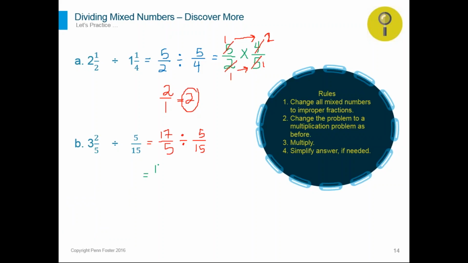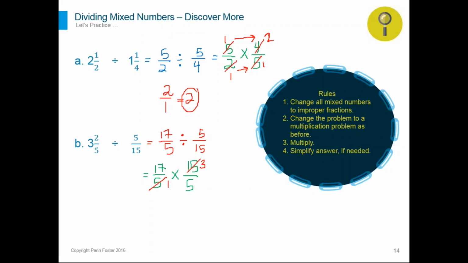Keep the first fraction as is, times, flip the second fraction over. So we had 5 over 15, it's going to be 15 over 5. Can we cancel out anything to make it simpler for us? Well, let's look here. We have 15 and 5. So 5 is a common factor, 1, and then 15 over 5 will give you 3.